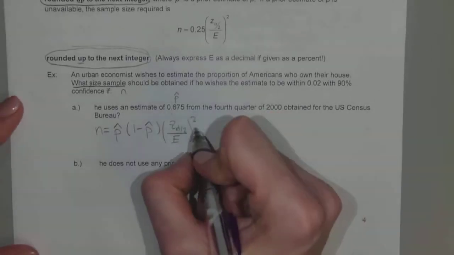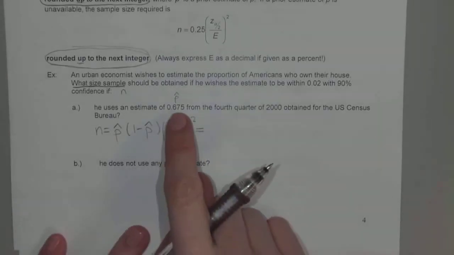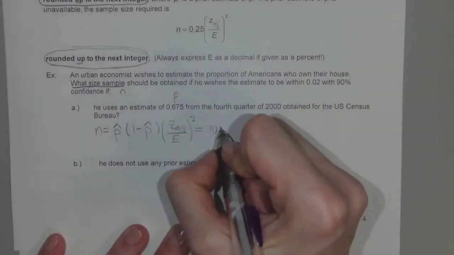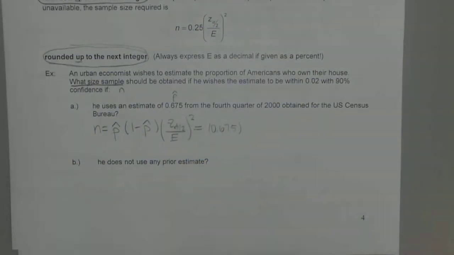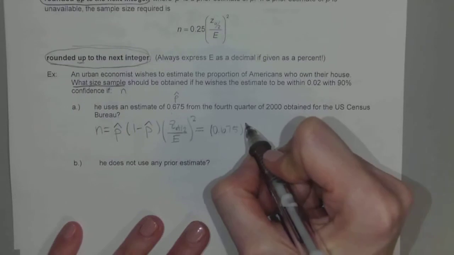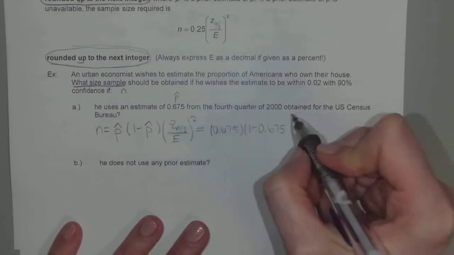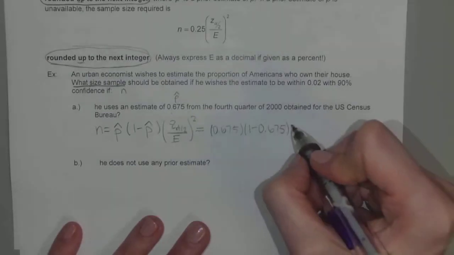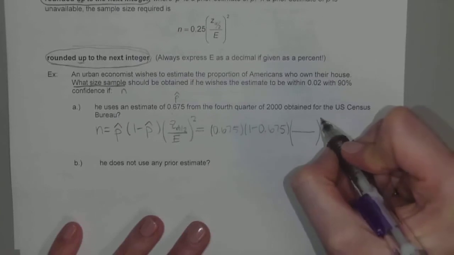All right, I'm going to go horizontal. When we looked at that Census Bureau in 2000, how many people own their own home? 0.65. But don't you think things have changed? Yes. Is it a good starting point? Sure. But we might have gone one direction or the other. So it's going to just be our starting point. So there's p hat, and then we have to do 1 minus p hat. And then we're going to do z alpha over 2 over e squared.